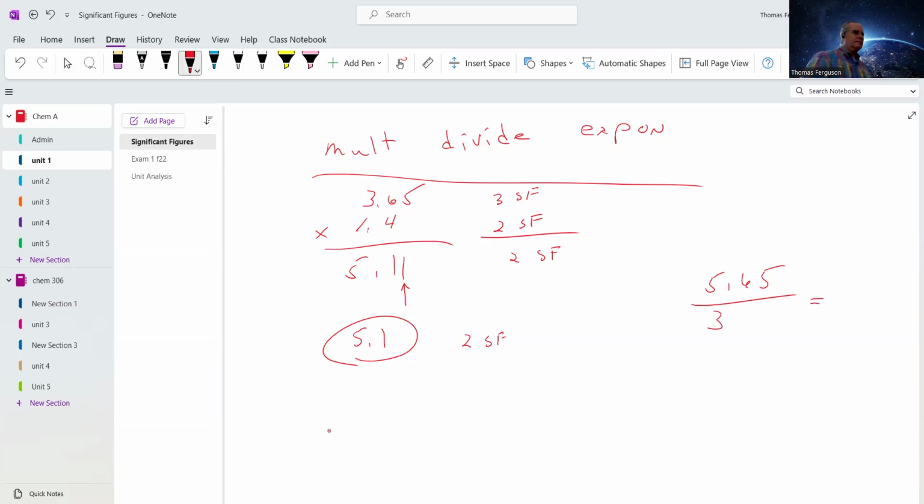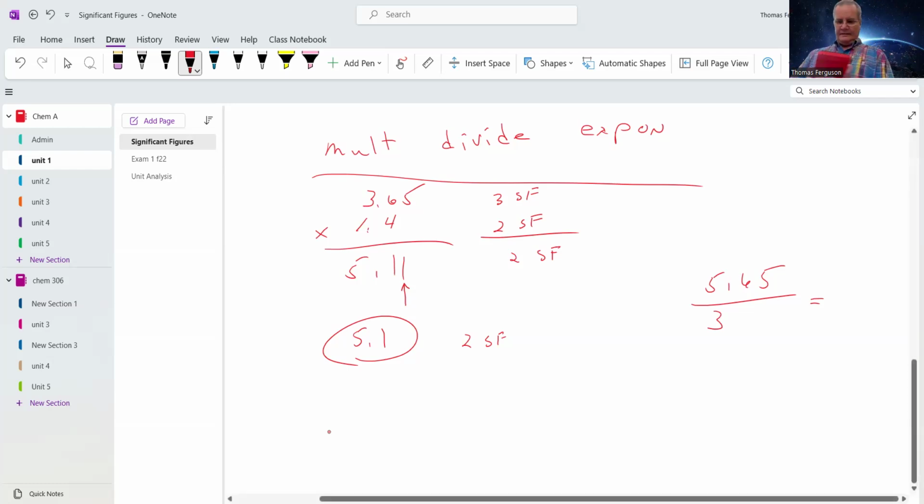Okay. Now a fraction is a division problem. A fraction is a division problem. That is 5.65 divided by 3. That's what that fraction bar indicates. So it's a division problem, so it's going to come under the same rules as multiplication and division. Okay, so 565.